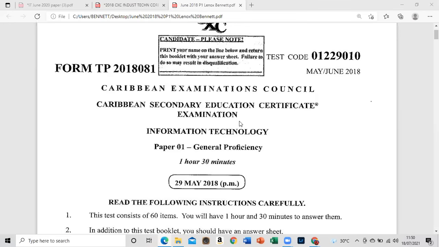So today we're looking at the Information Technology Paper 1, and that is May 2018.